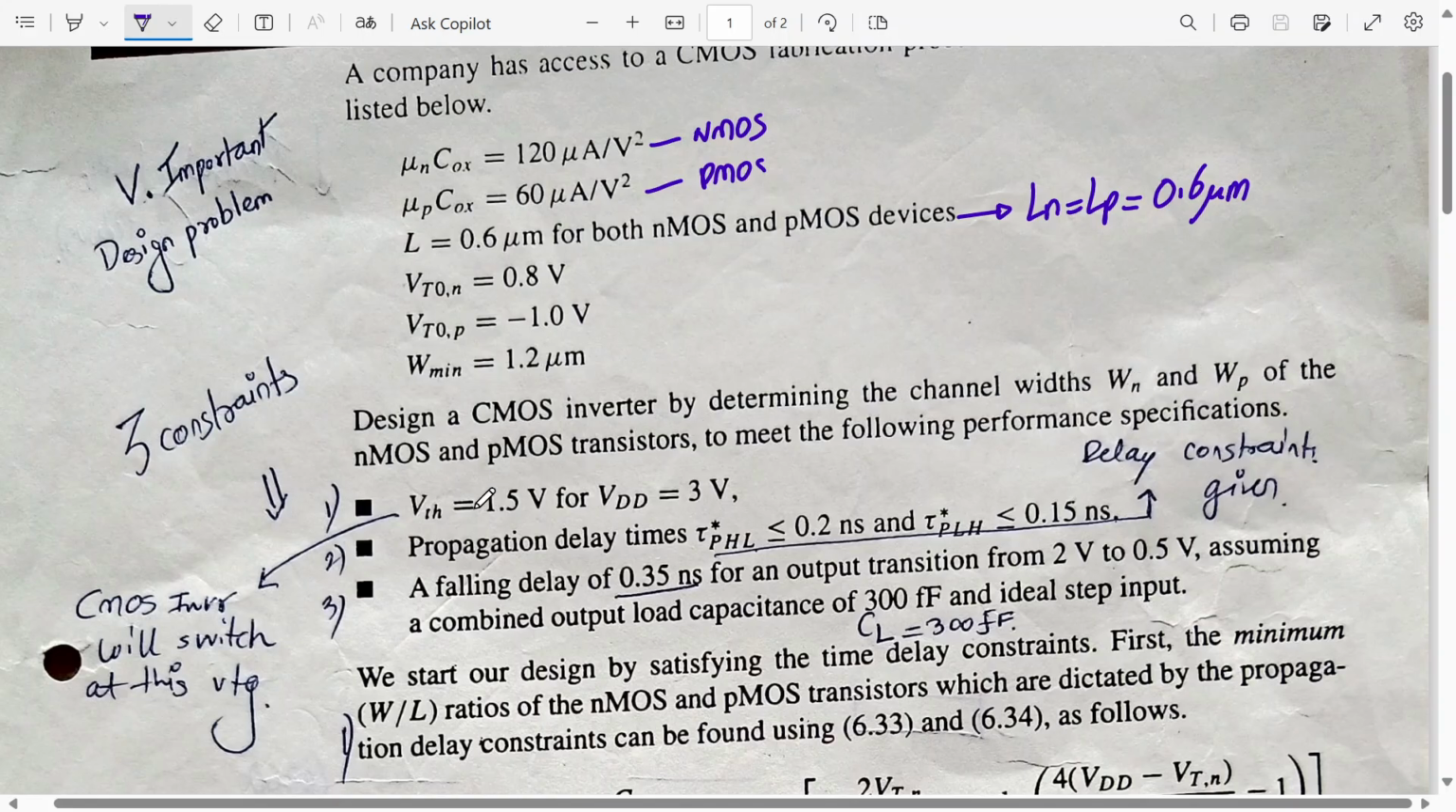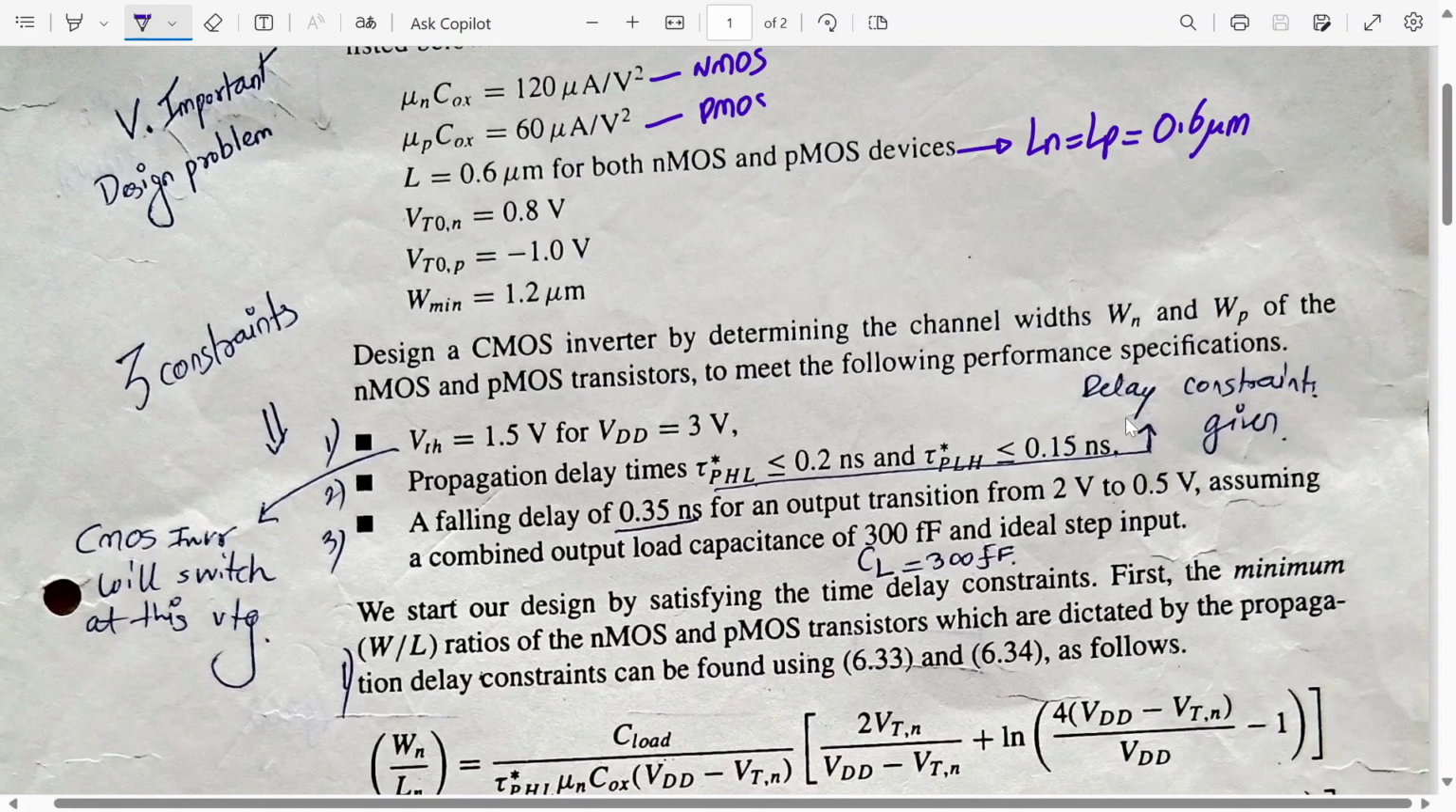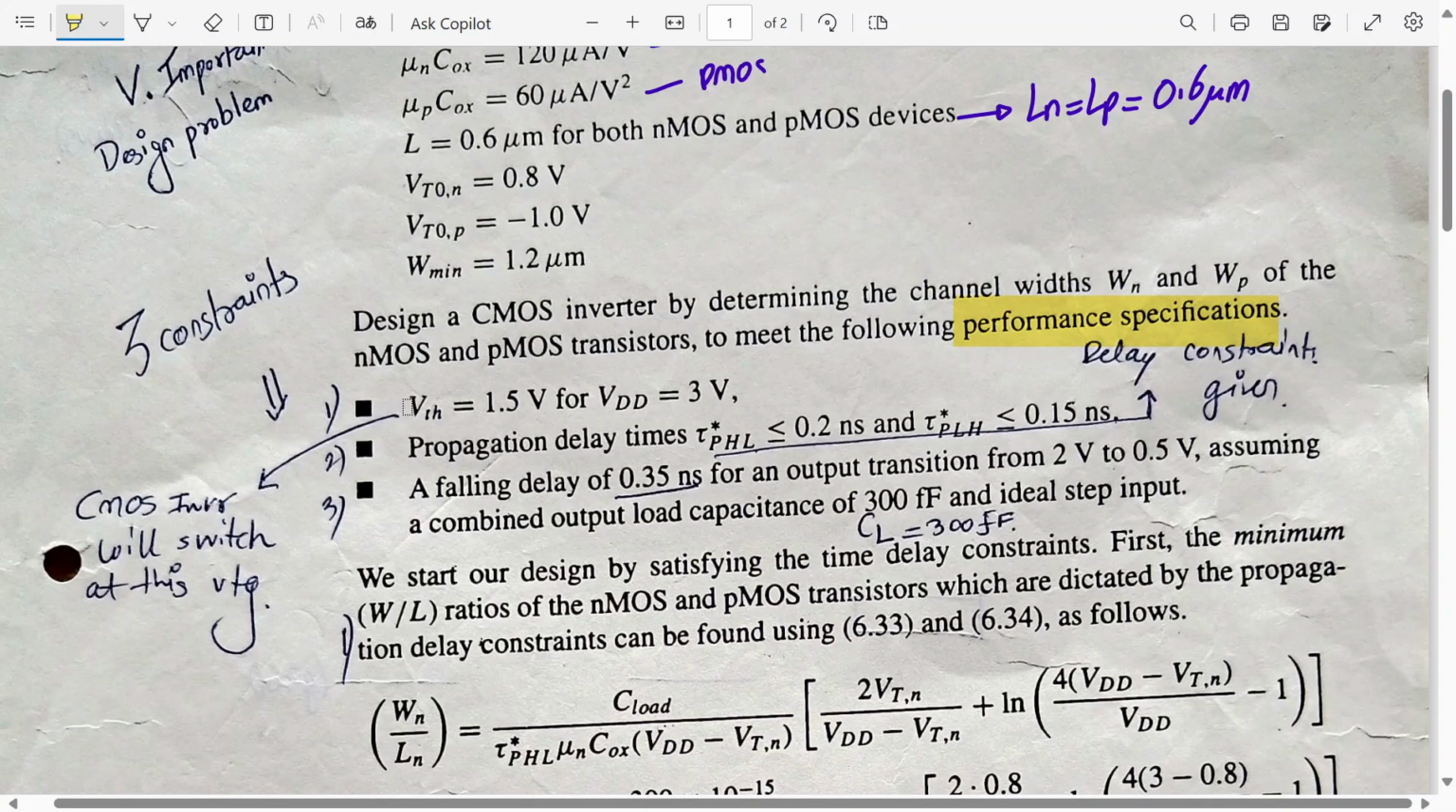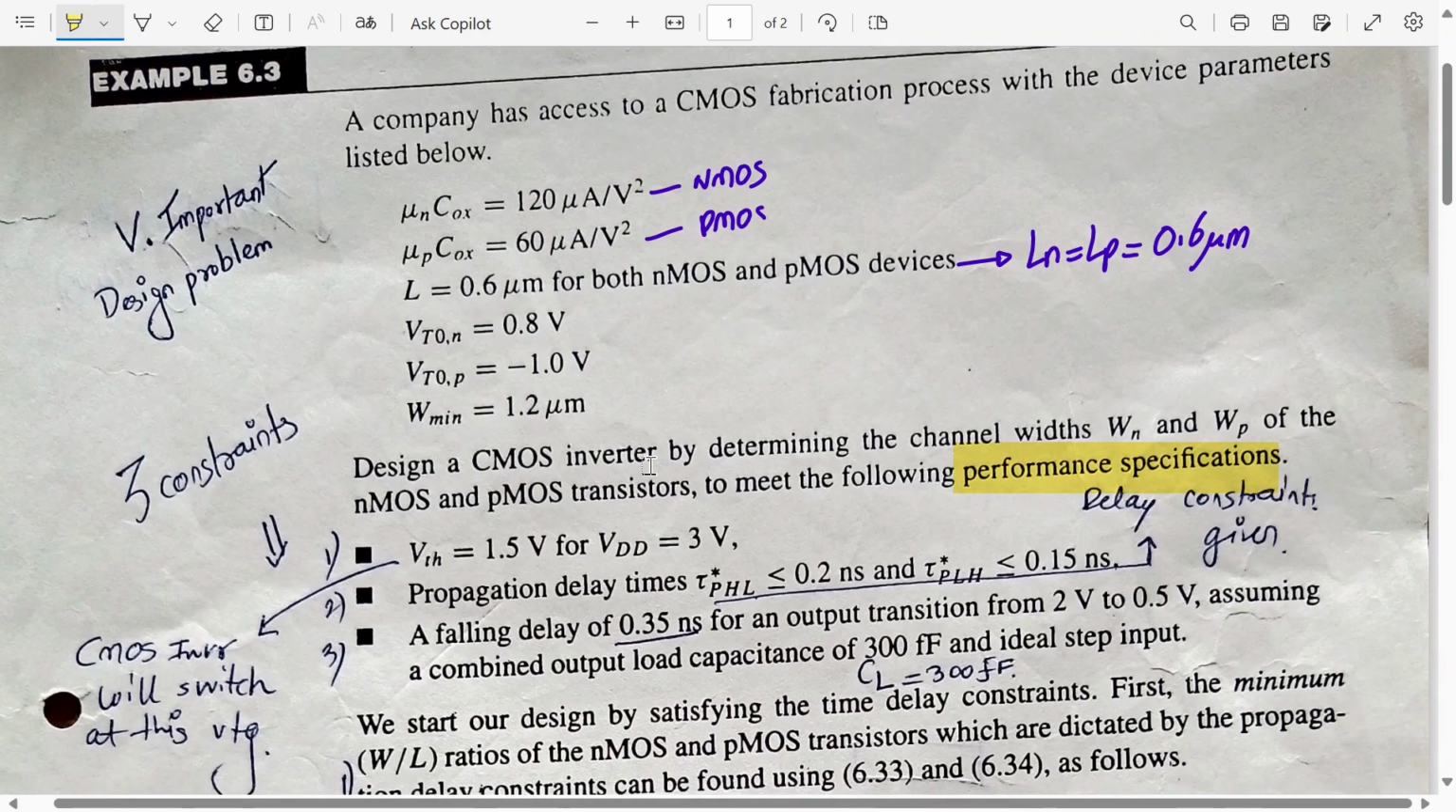WN and WP of the NMOS and PMOS to meet the following performance specification. This is very important. If you go to a technical interview for a VLSI job, they will be asking you this question. What are the performance specifications? The performance specs are VTH should be 1.5 volt. VDD should be 3 volt.